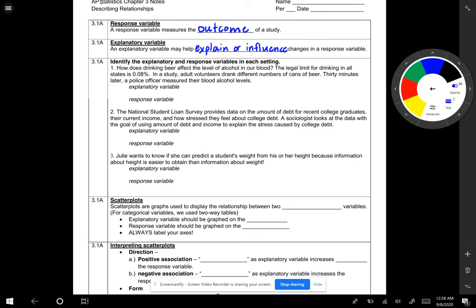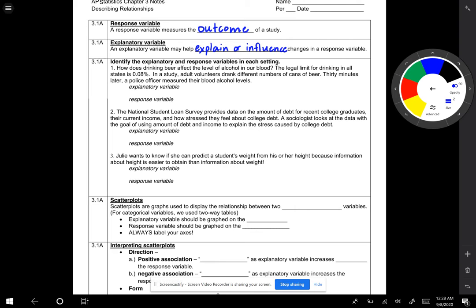Number one, how does drinking beer affect the level of alcohol in our blood? The legal limit for drinking in all states is 0.08%. In a study, adult volunteers drank different numbers of cans of beer. 30 minutes later, a police officer measured their blood alcohol levels. So the explanatory variable and the response variable we can get from pretty much the last statement.